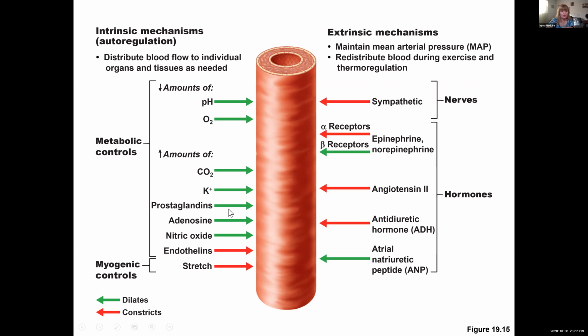Here you can see all the factors that affect your peripheral blood vessels. The green shows that those blood vessels will dilate, and the red arrow shows that they will constrict. Here we have autoregulation, or intrinsic mechanisms, and extrinsic mechanisms, nerves and hormones. Sympathetic stimulation will constrict; epinephrine and norepinephrine will constrict or dilate based on the type of receptors; angiotensin constricts, antidiuretic hormone constricts, atrial natriuretic peptide dilates. And over here we have all these waste products that will dilate.